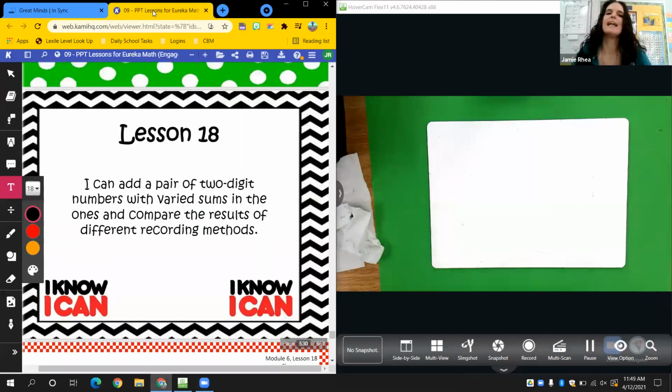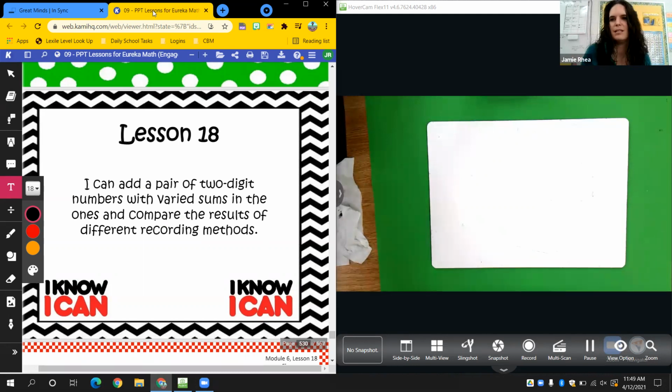Okay, lesson 18. I can add a pair of two-digit numbers with varied sums in the ones and compare the results of different recording methods. That sounds like a lot, but it's not. You know what it means? It means that we're going to add two-digit numbers together any way we know how. That's easy. We can do that.